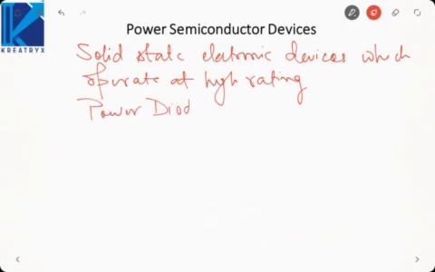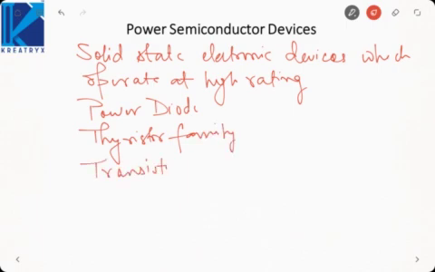Some of the devices in this category are the power diode, then the thyristor family, similarly the transistor family. Now the speciality about power semiconductor devices is that they are designed so that we can control their operation to change the form of power, that is from AC into DC or DC into AC. We can control their turn on and turn off so that we get a controlled output.